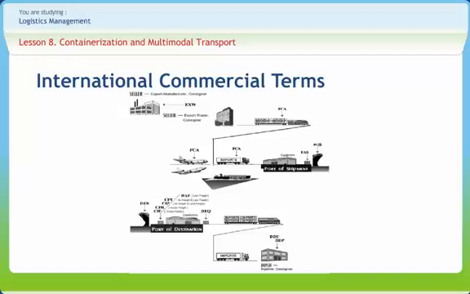DAF means delivered at frontier. DES represents delivered ex ship. DEQ stands for delivered ex quay. DDU means delivered duty unpaid. And DDP means delivered duty paid.